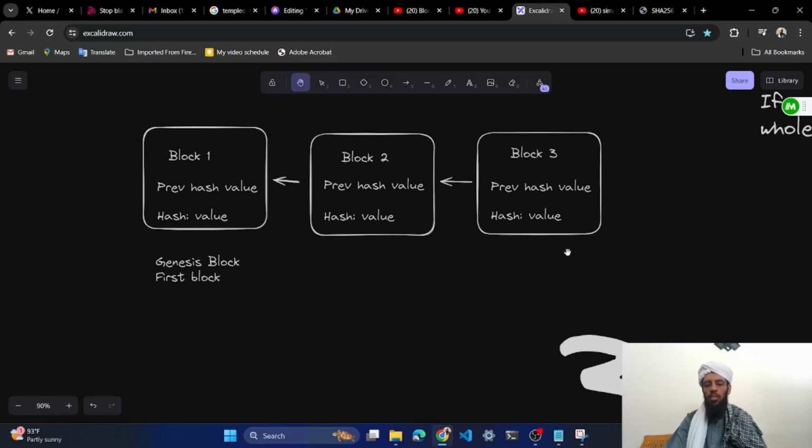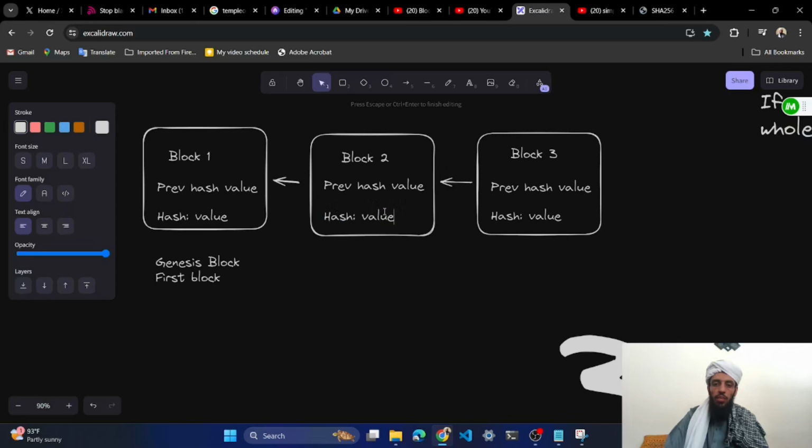All of these blocks are connected together. Let's say this is block 1, and this first block is also called the Genesis block. If the first block wants to know the second block, then the second block's hash value will be stored as the previous hash value in the first block. Let's take a look at this.